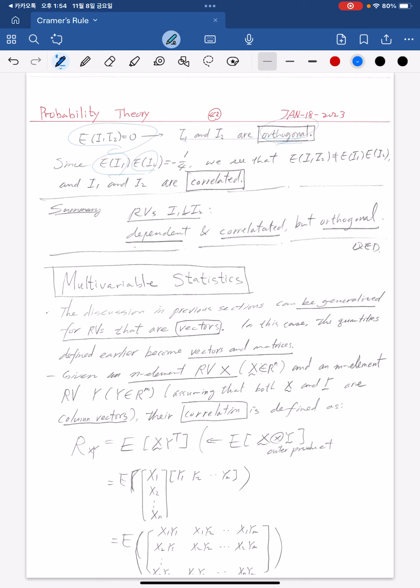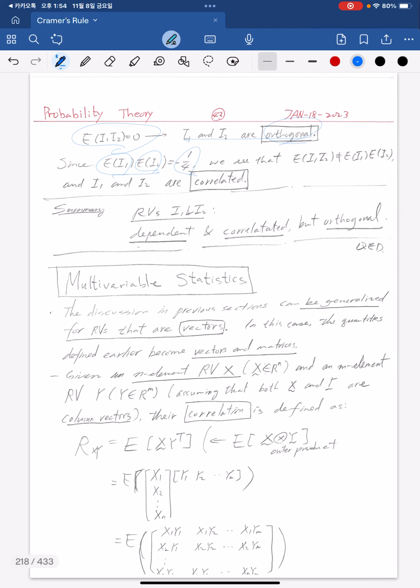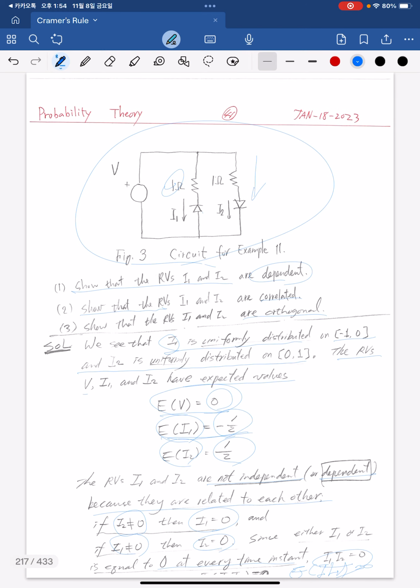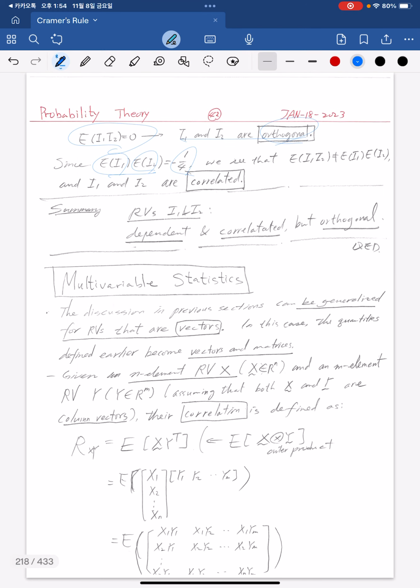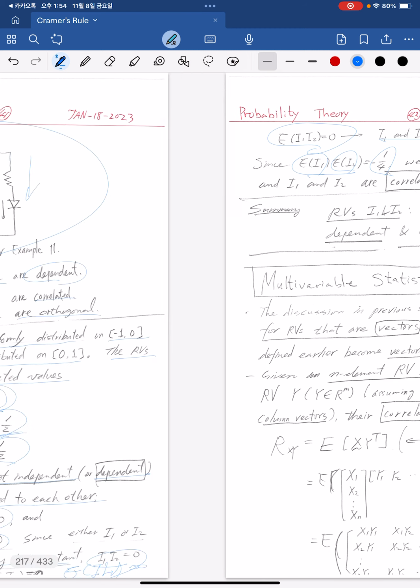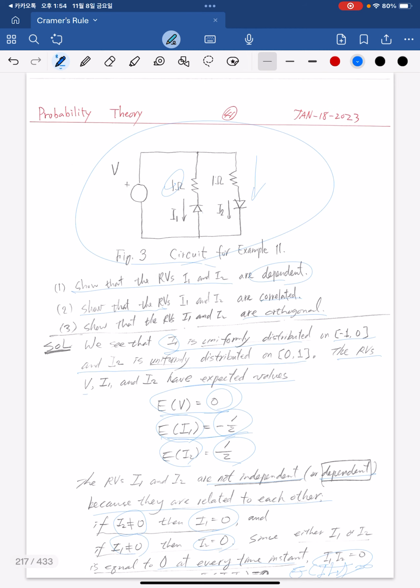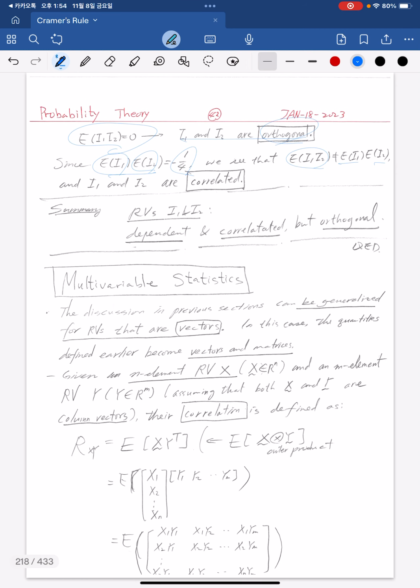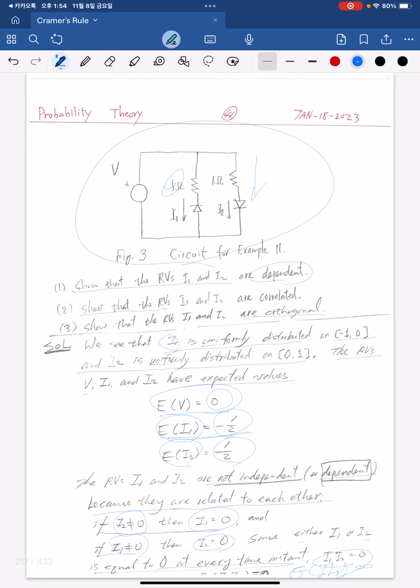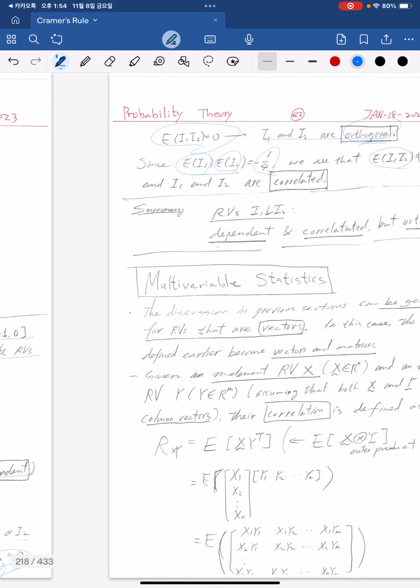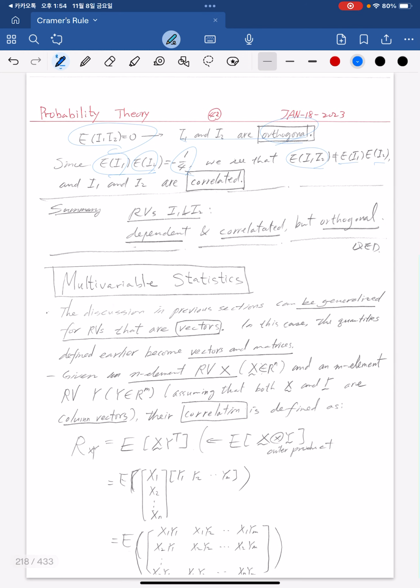Since E[I1]E[I2] equals minus 4분의 1. So that 이 E[I1 I2]는 이 E[I1]E[I2] 곱해놓은 거랑 달라. 이 E[I1 I2]는 제로인데 이건 마이너스 4분의 1이죠. 다르고 이거는 correlated. 결론적으로 RVs I1, I2가 dependent하고 correlated 되어 있지만은 orthogonal하다.